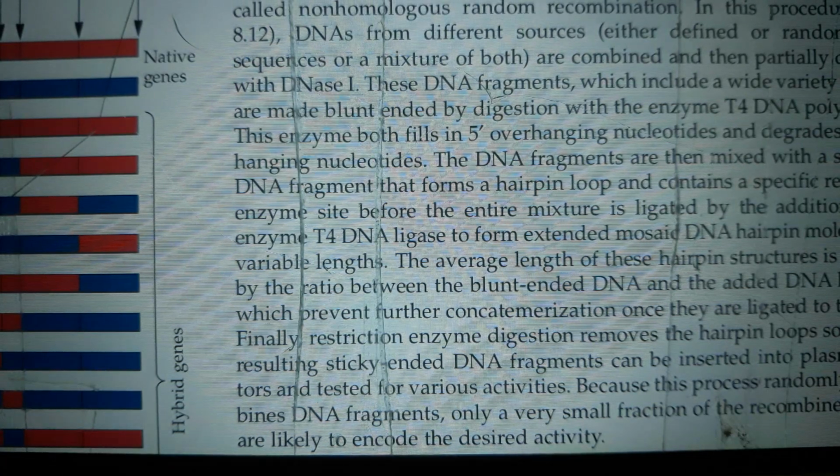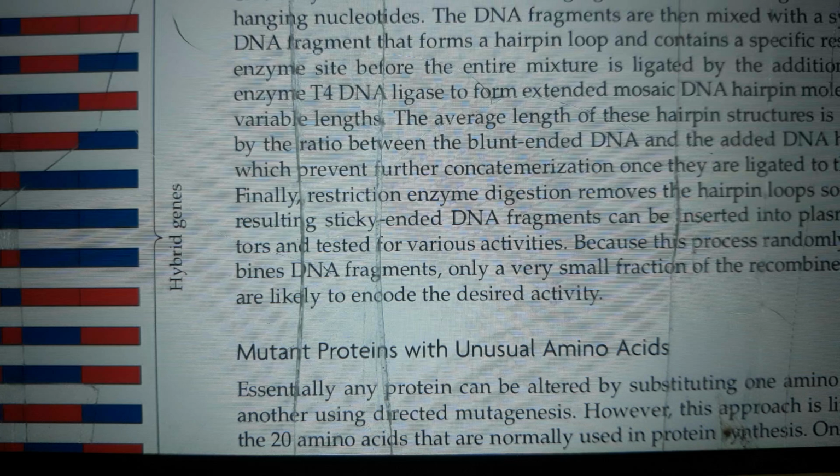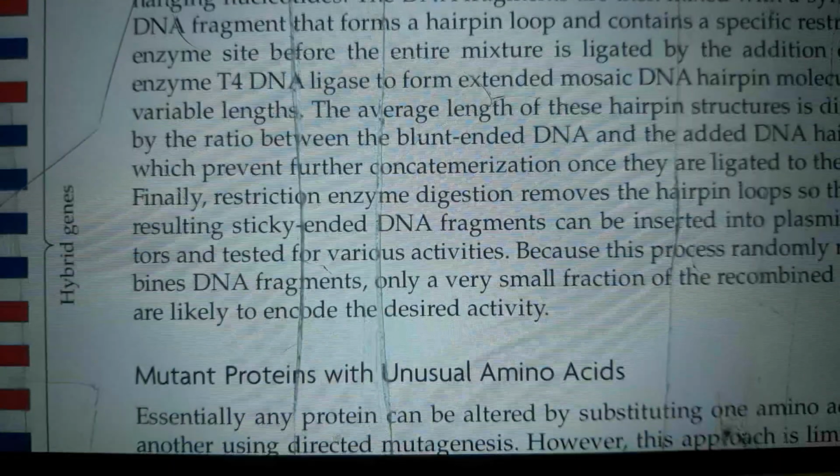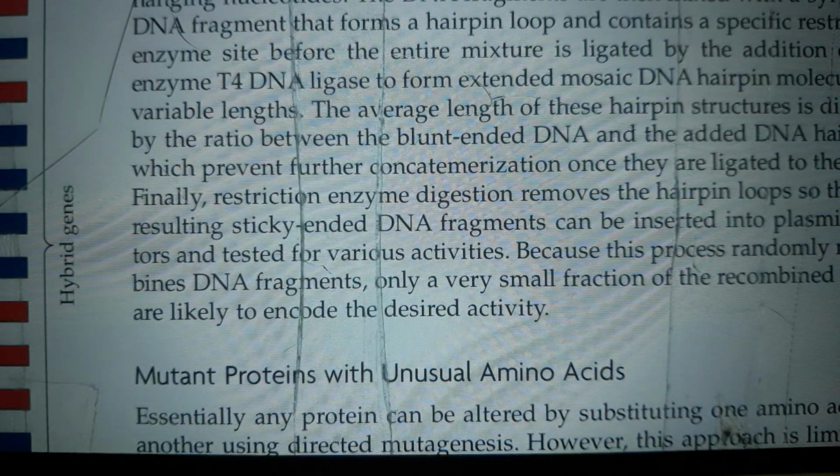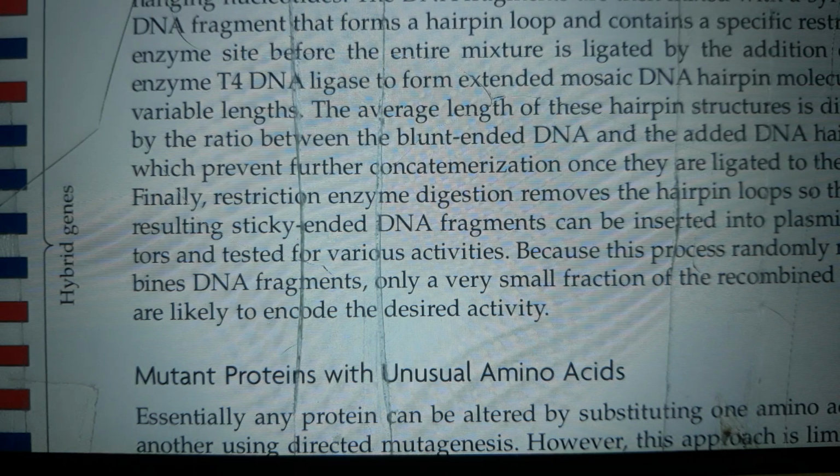The DNA fragments are then mixed with the synthetic DNA fragment that forms a hairpin loop and contains the specific restriction enzyme sites before the entire mixture is ligated by the addition of the enzyme T4 DNA ligase to form extended mosaic DNA hairpin molecules of variable lengths. The average length of these hairpin structures is dictated by the ratio between blunt-ended DNA and the added DNA hairpins, which prevent further concatemerization once they are ligated to the ends.